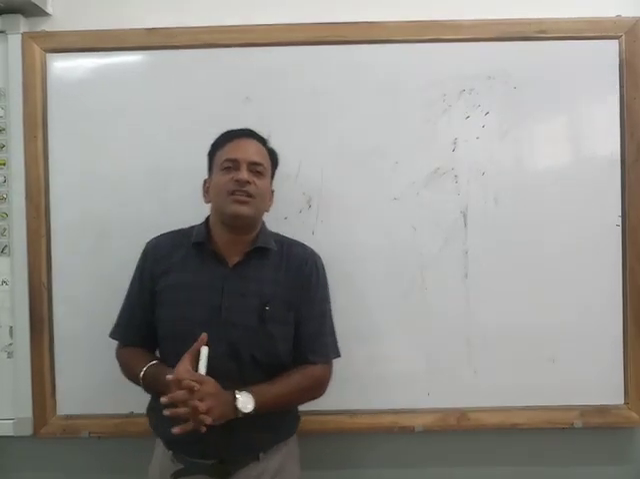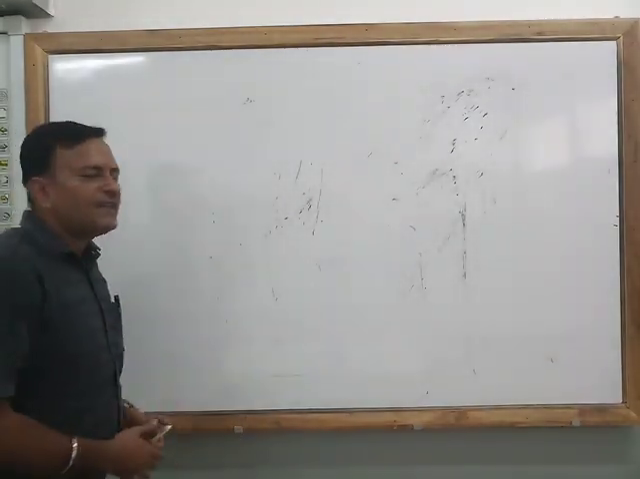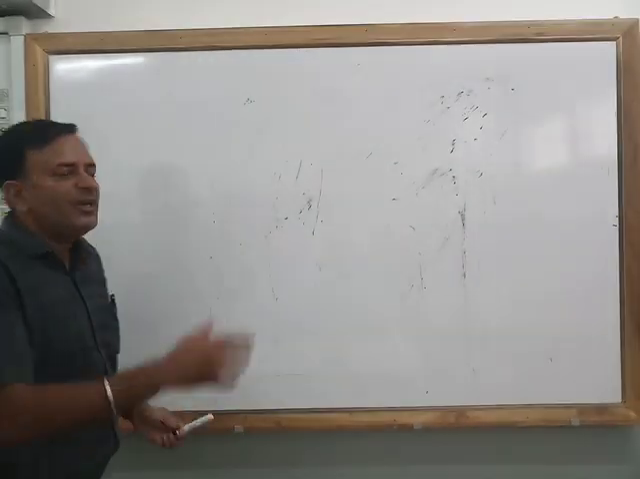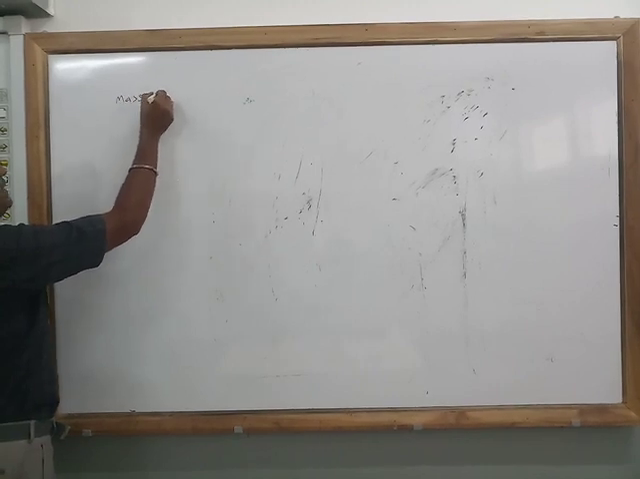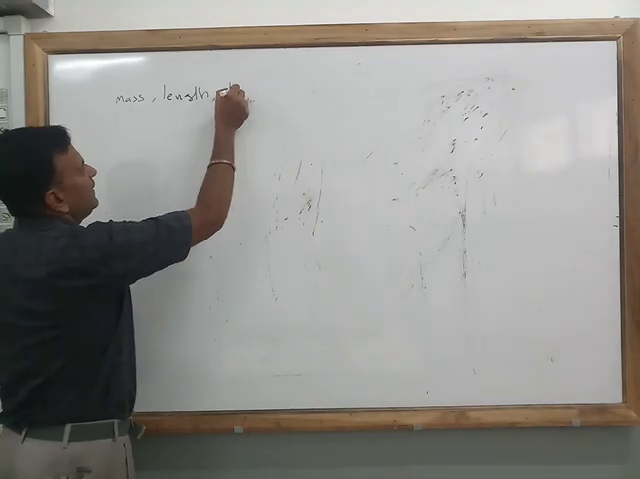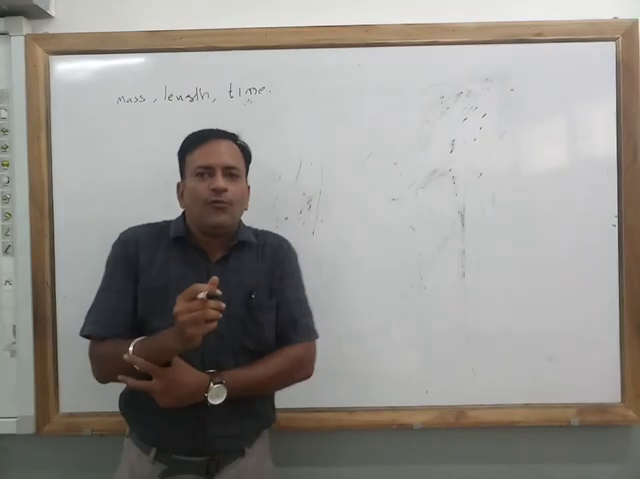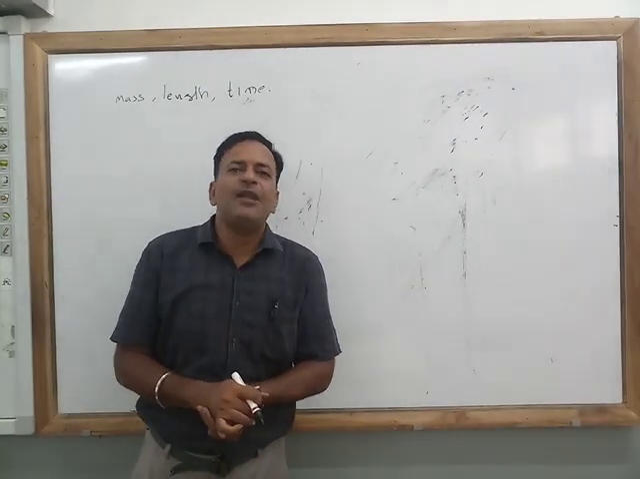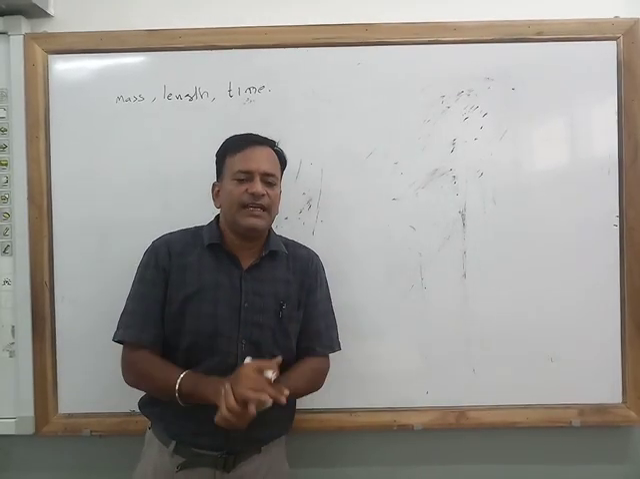So friends, second lecture for units and dimensions, class 11th. What we had covered last time, we had seen that the entire universe is supposed to be made up of three things, and these three things were mass, length and time.